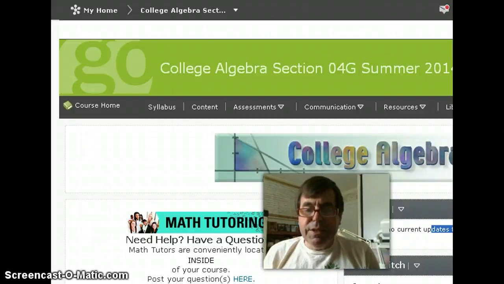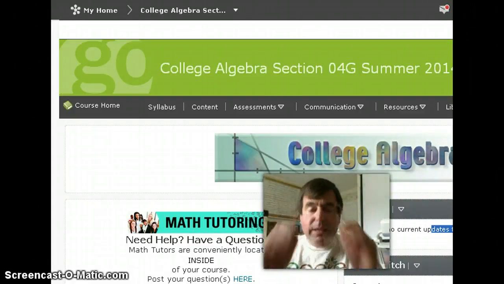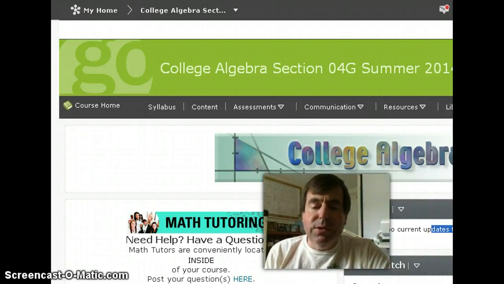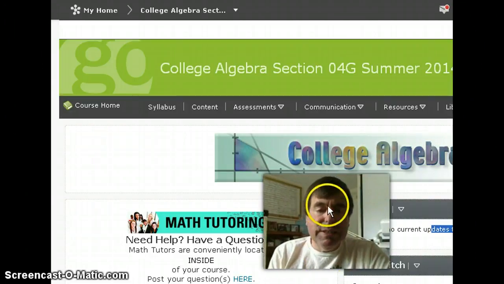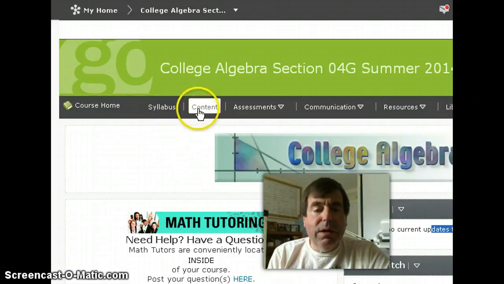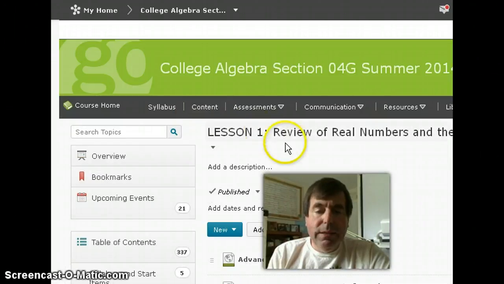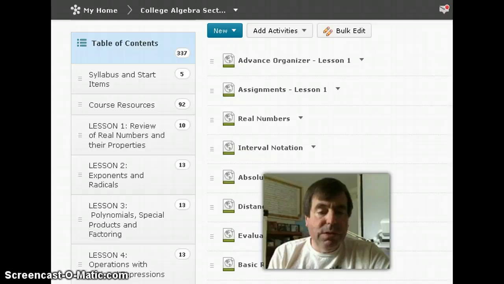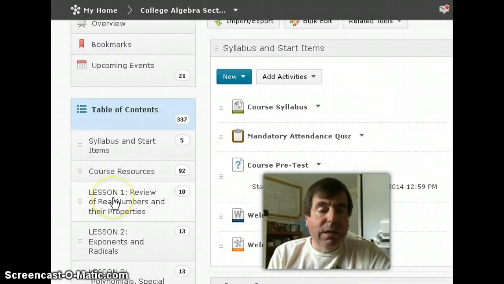Okay, folks, this is an overview of our lesson one, and what we'll do here is we'll just take our time on this to make sure that you follow along step by step. Now, let me see. Let's go to our content, and let's click on Table of Contents, and notice that you have this information there. And we want to click on Lesson One.